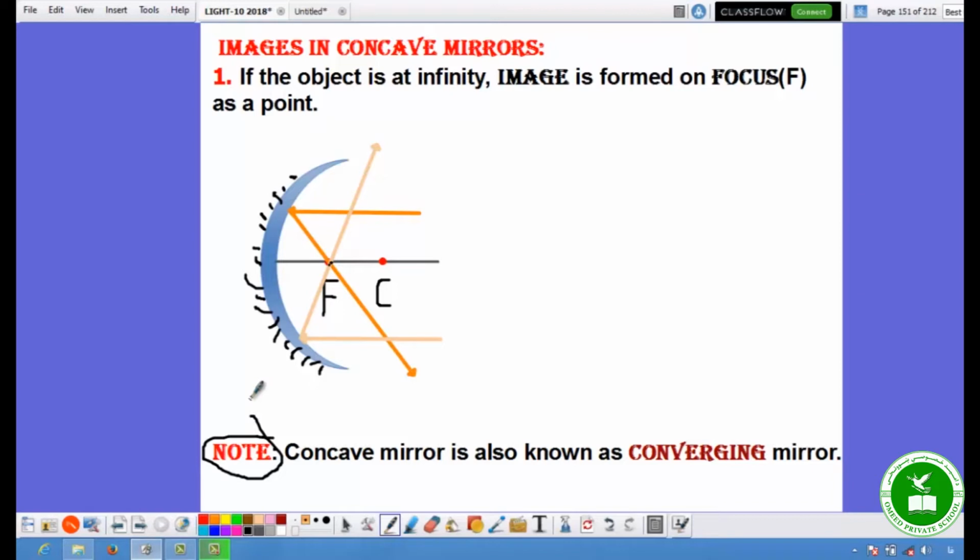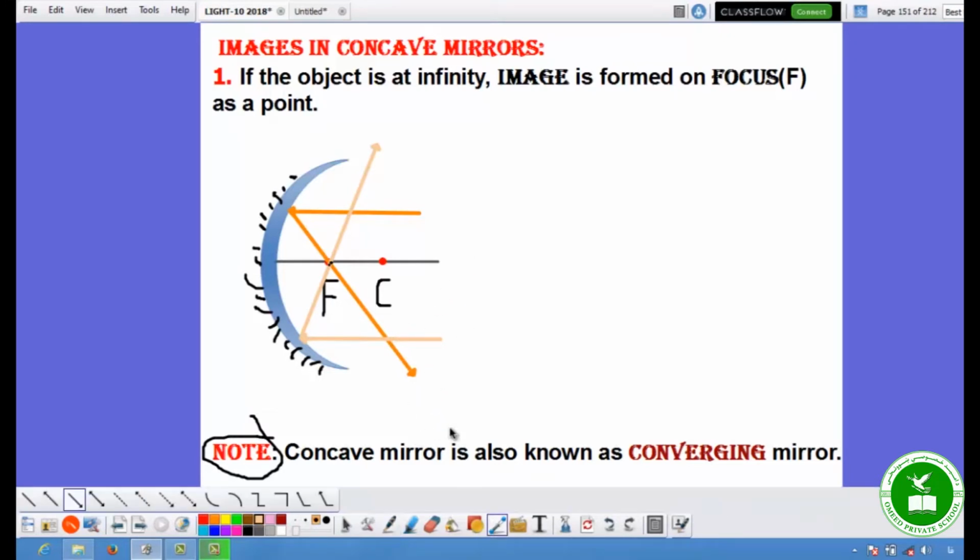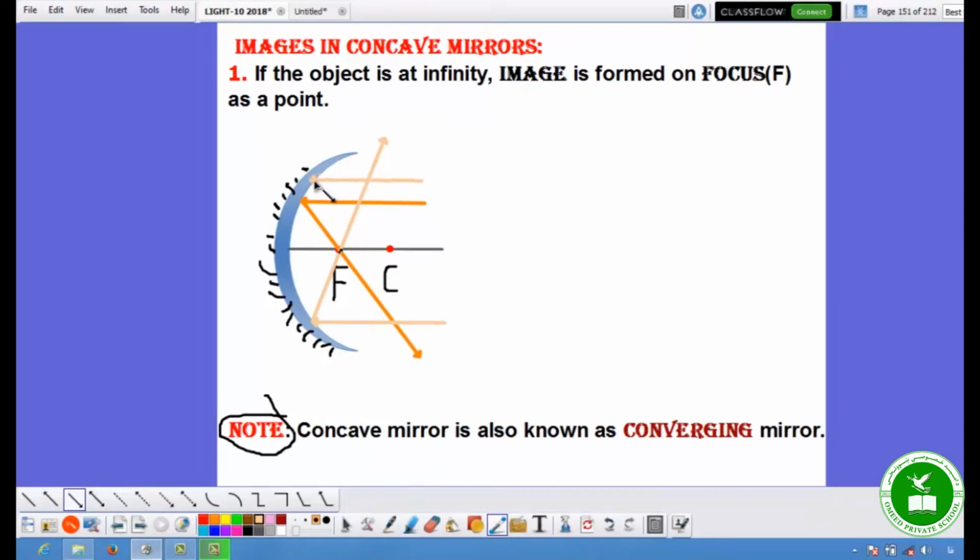Here you see this note. Concave mirror is also known as converging mirror. How can we say they are converging mirrors? As you see here, the incident rays will be converged at one single point. After reflection they meet each other at this point. So this concave mirror converges incident rays. That's why these mirrors are also known as converging mirrors. Okay, let's move on.